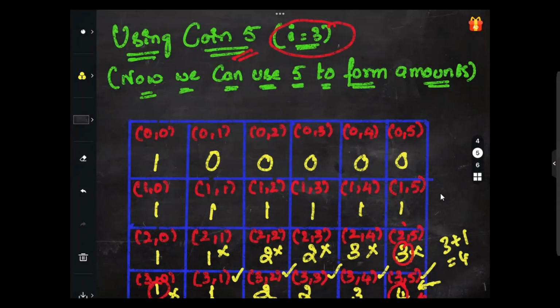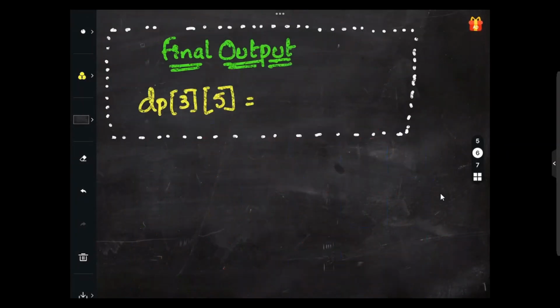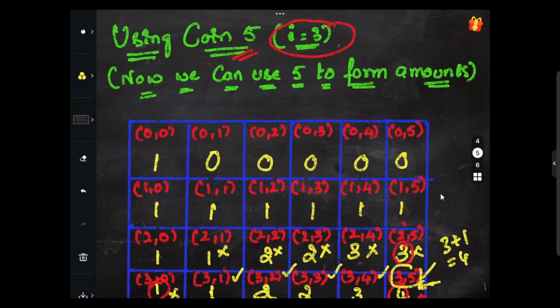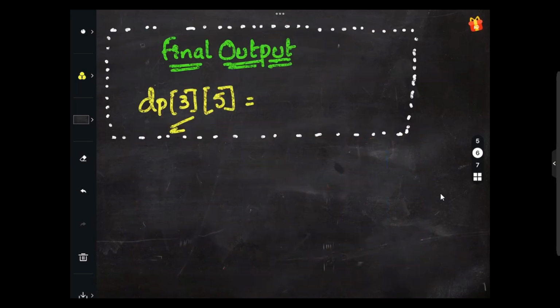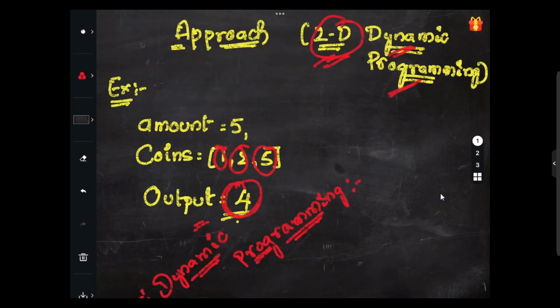So that is how we got 4 here. This we have to return as output. Final output dp of 3 comma 5. We can clearly see this cell dp of 3 comma 5. This one will be 4 in this case. So this is the same or equivalent to the output that they have given for example 1, right?